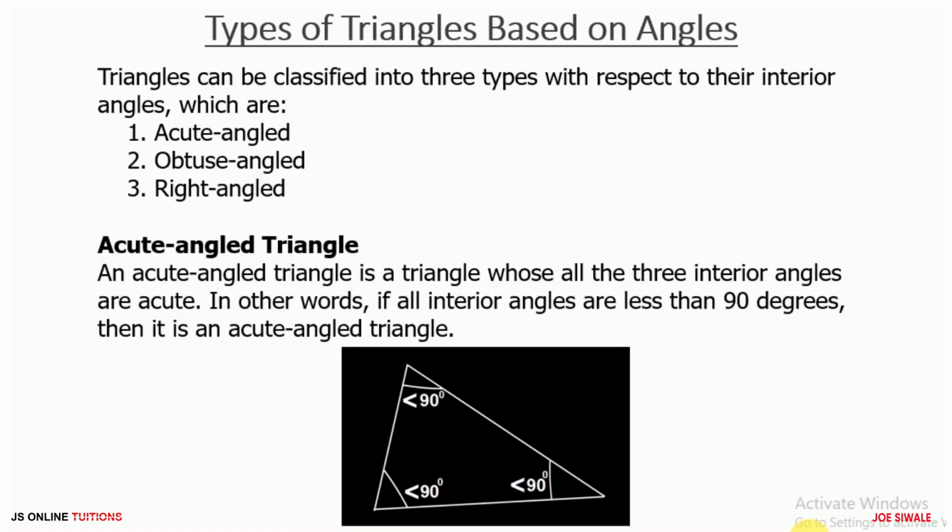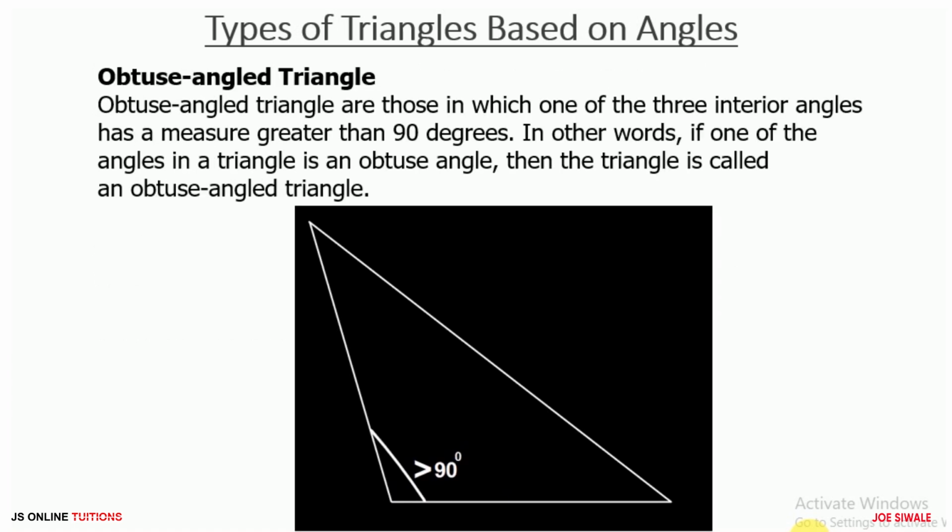Let us now look at types of triangles based on angles. Triangles can be classified into 3 types with respect to their interior angles, which are acute angled, obtuse angled, right angled. So we'll start by looking at acute angled triangle. An acute angled triangle is a triangle whose all the 3 interior angles are acute. In other words, if all the interior angles are less than 90 degrees, then it is an acute angled triangle.